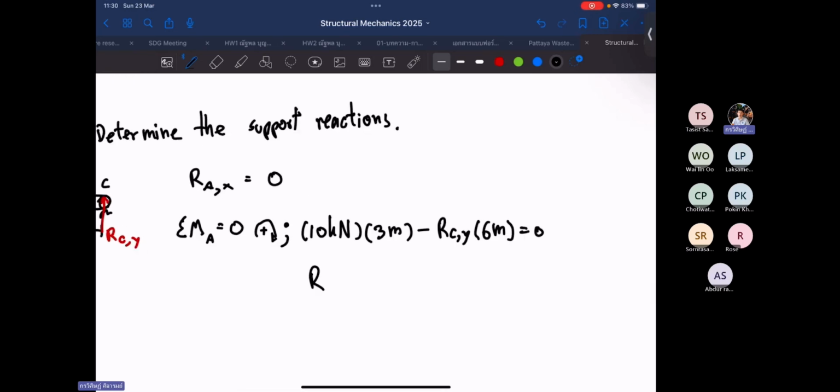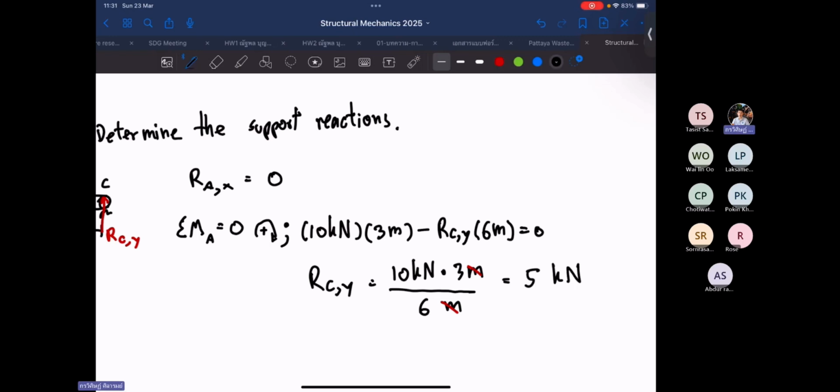Then we get that C1 equals 10 kilonewton multiplied by 3 meter divided by 6 meter. Okay, then the unit will be cancelled, so the unit will be just kilonewton. Then 10 multiplied by 3 divided by 6, this one is 5.